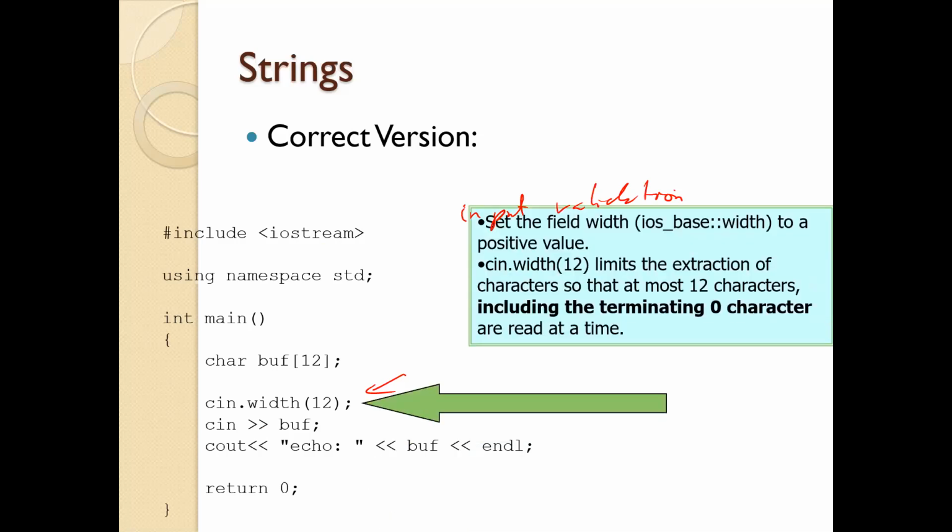You see that there. Set the field width to a positive value. If we do cin with 12, it limits the extraction of characters so that at most 12 characters, including the terminating null character, are read at a time. So that's the idea there.